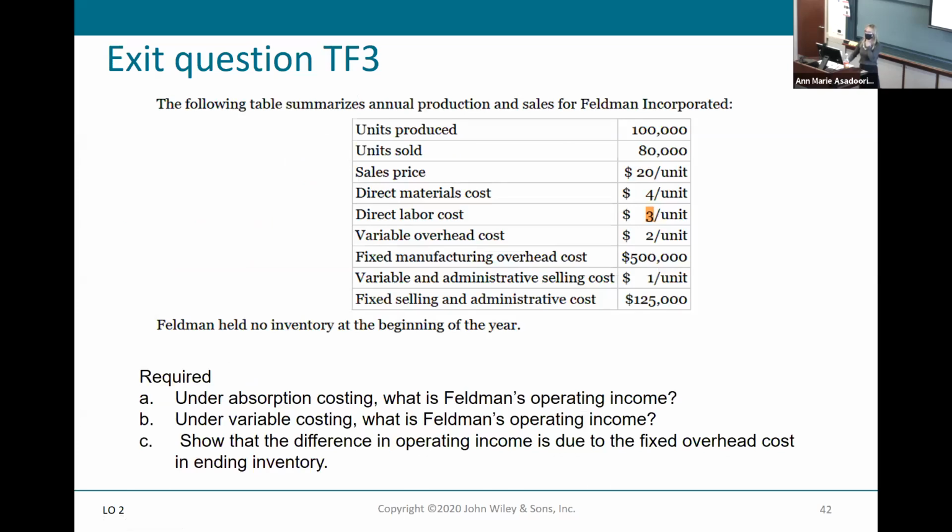Okay, so under absorption costing, what is the net operating income? Under variable costing, what is the operating income? And then show the difference in operating income and what's causing the difference, basically. So what I'm asking you to do is then reconcile the two, right? Or you can do this first and then figure out what the difference will be and then do the income statement, right?